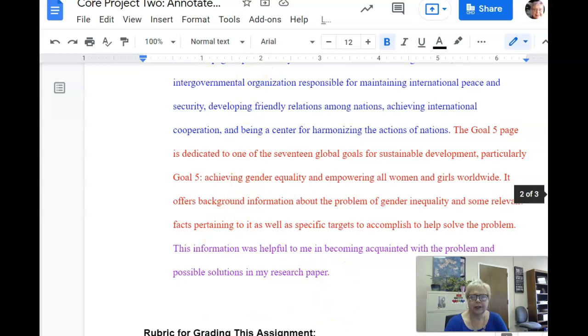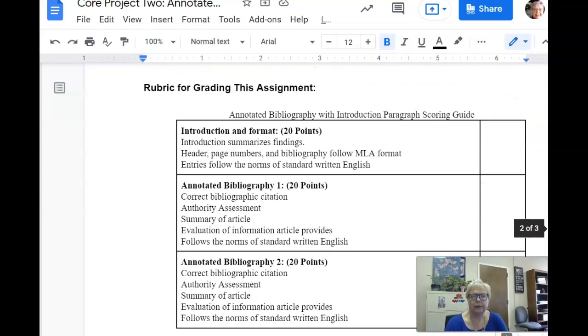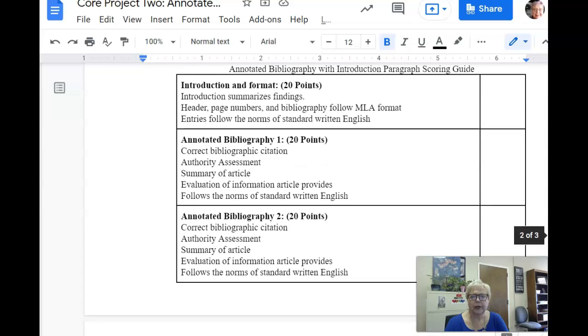This is what your annotation will look like for your 4 entries. Here is the rubric for grading this assignment. You're going to get 20 points for an introduction paragraph to the whole Core Project 2. And we're going to do that later. Right now, we're just going to choose our 4 sources and get them properly done. And then we'll go back and look at the introduction paragraph for this project that introduces your reader to what is going on with this project.